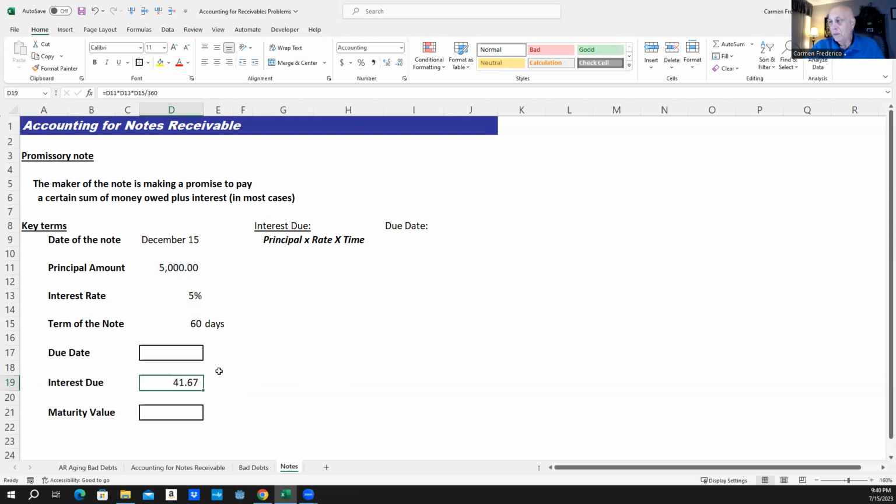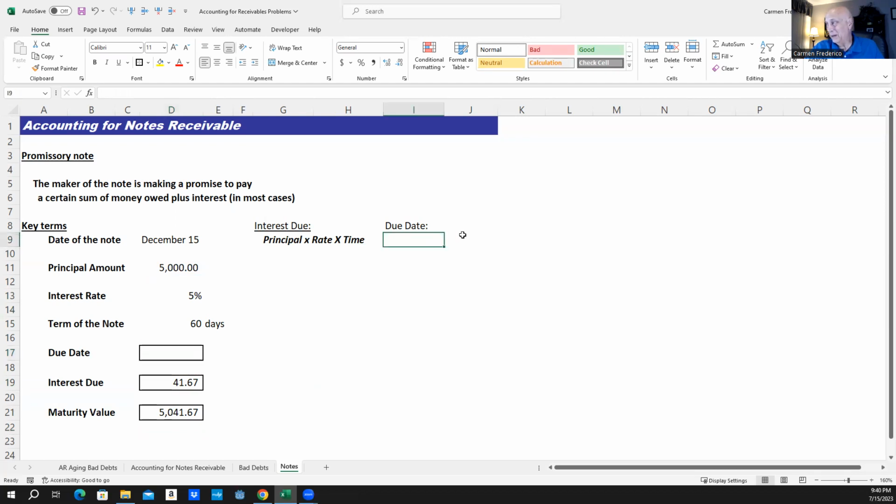$41.67. Okay. So the maturity value of the note would be the amount due at the due date, the maturity value at the maturity date or the due date. So how much will the maker of the note, the person making the promise to pay? Well, it's going to be the principal of $5,000 plus the interest of $41.67. They're going to pay $5,041.67.